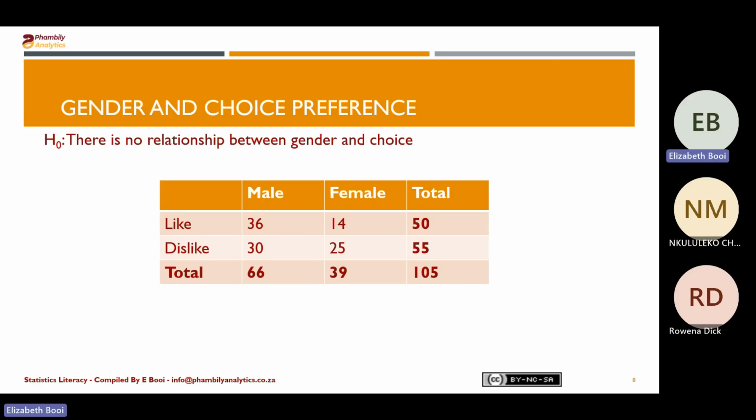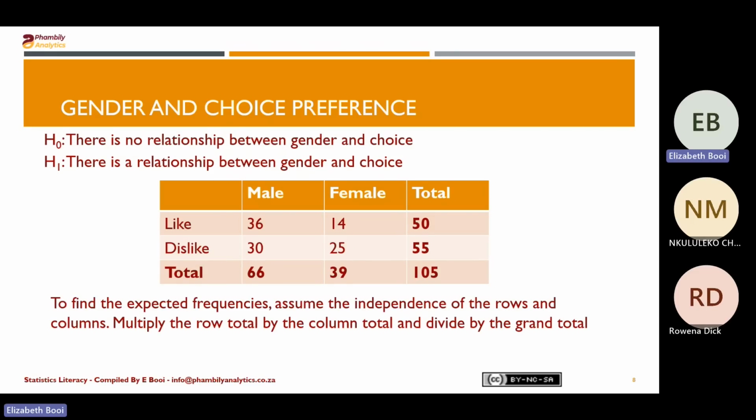From this contingency table, we're going to state our null hypothesis. There is no relationship between gender and choice, because that's how we state the null hypothesis. We state it by saying no relationship, or they are independent. The alternative will state that there is a relationship between gender and choice.